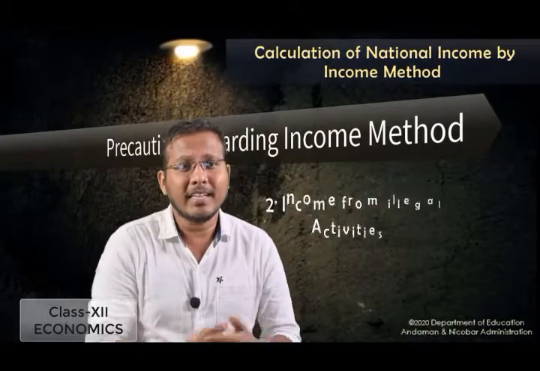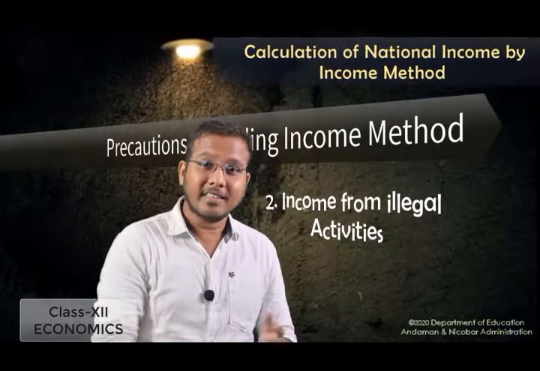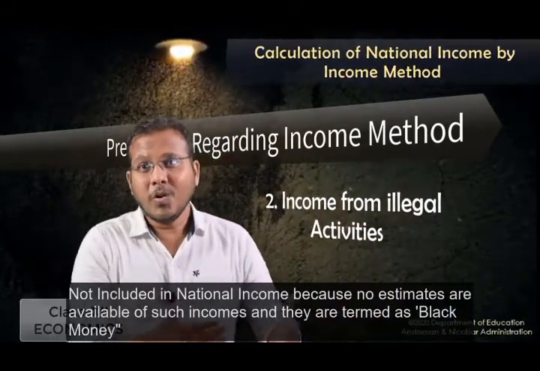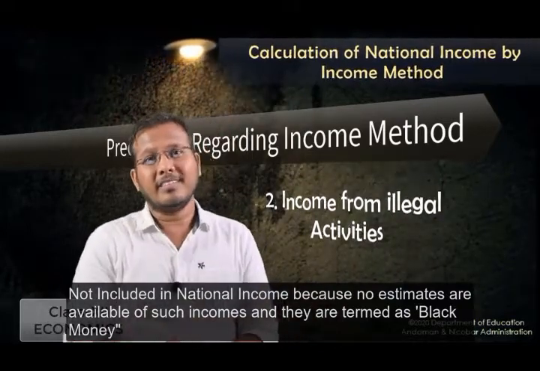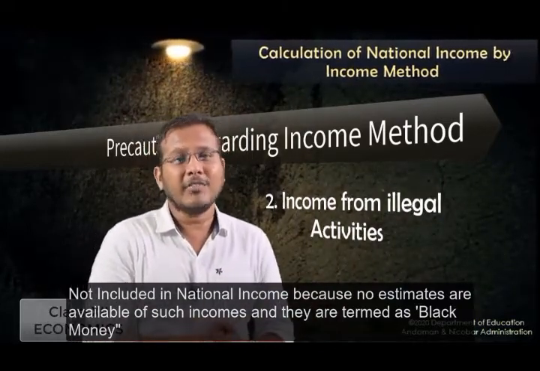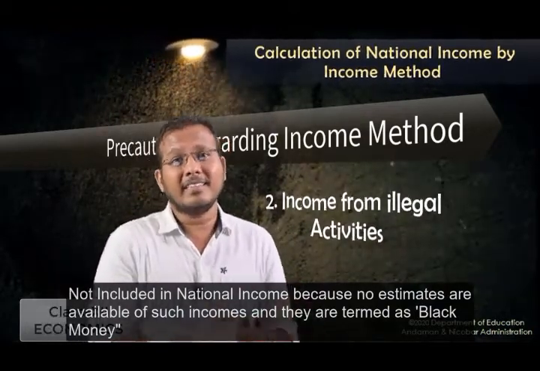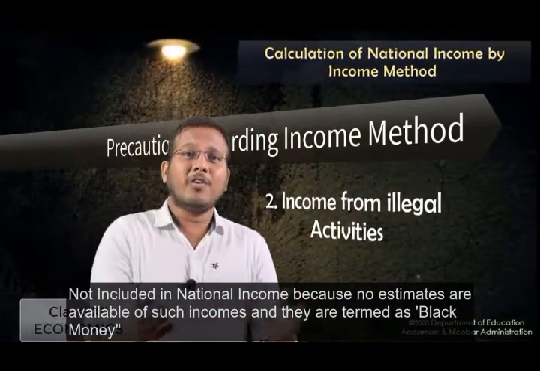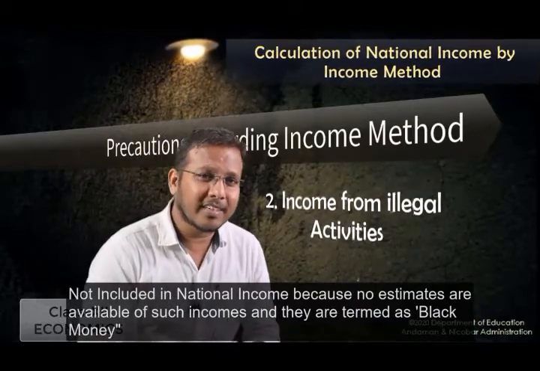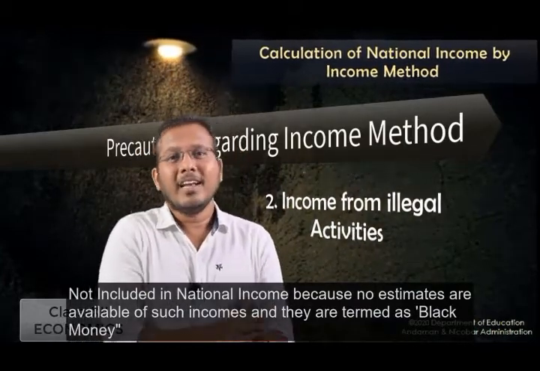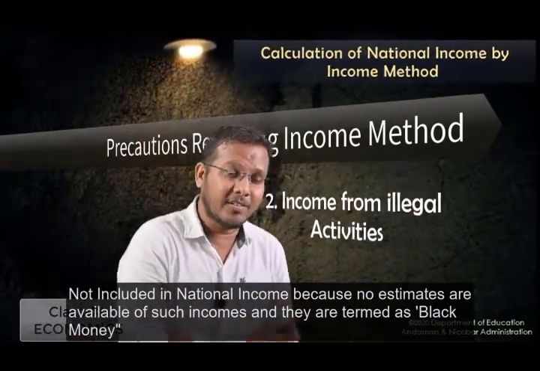Then the second one is the income from illegal activities like gambling, thefts, and dacoities. All these activities are done by people getting money through shortcuts by illegal activities, and it will not be included in the national income. Why? Because these are termed as black money, and it is not included simply because there are no estimates available for such incomes in our economy, so the income received through these illegal activities will not be included in the calculation of national income.